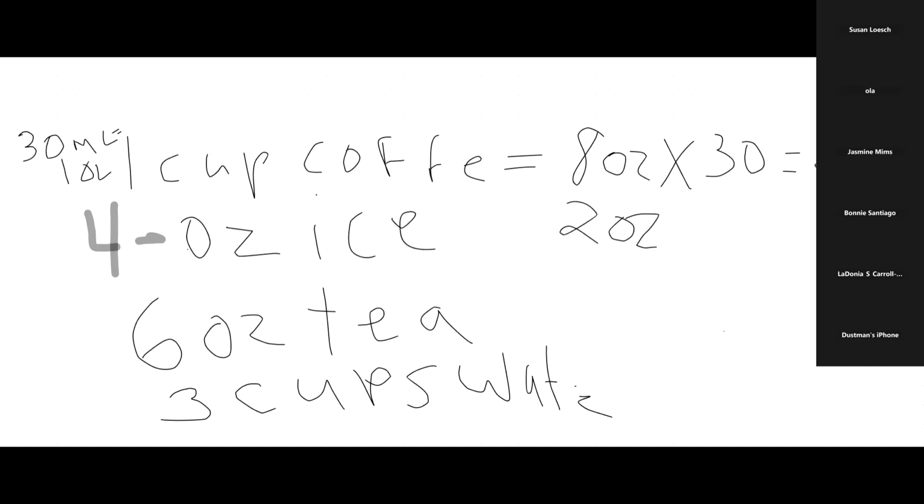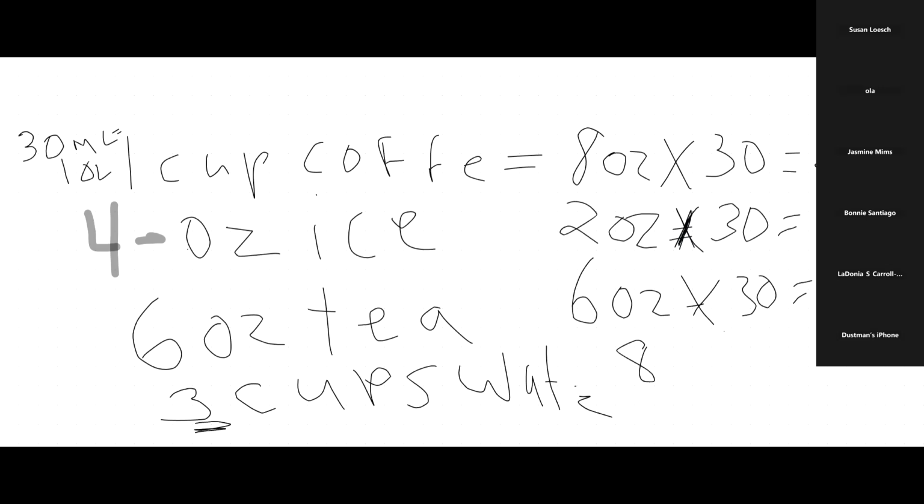All right. So 2 ounces of ice equals how much? 60. Okay. And then you have 6 ounces of tea. Times 30, that's 180. Okay. And then 3 cups. Each cup is 8 ounces, right? So that's going to be 8 ounces times 3, which is 24 ounces, right?